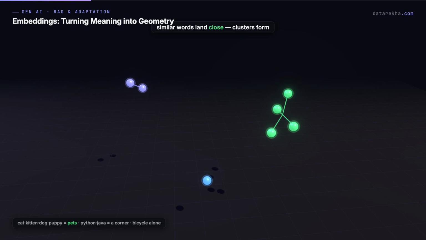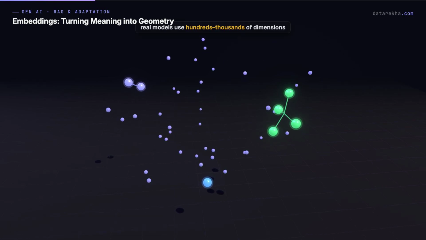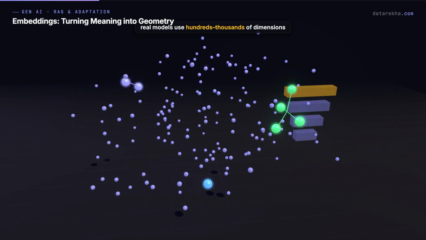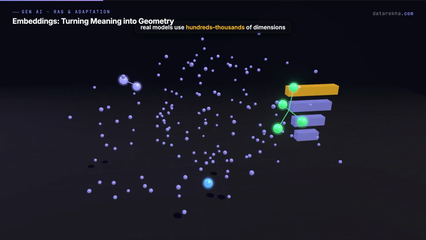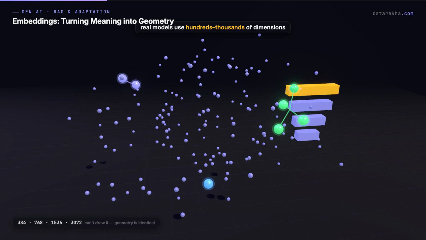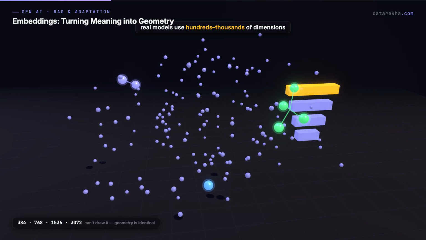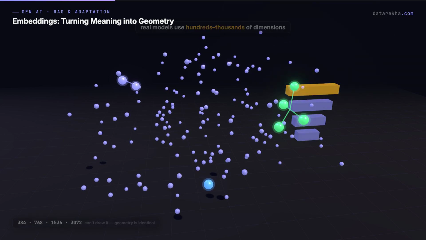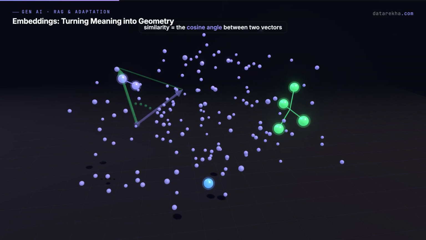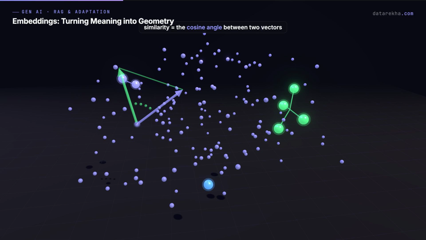Real models don't use 2 dimensions. They use hundreds, even thousands. 384, 768, 1536. You can't draw it, but the geometry is identical. And once text is a point, similarity becomes a ruler. How close are these two vectors?